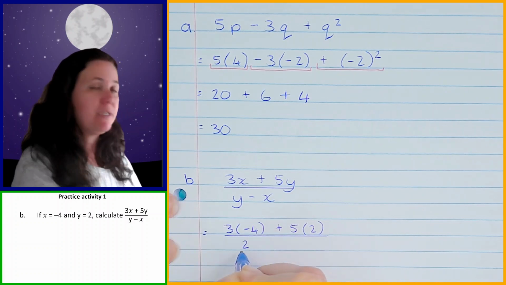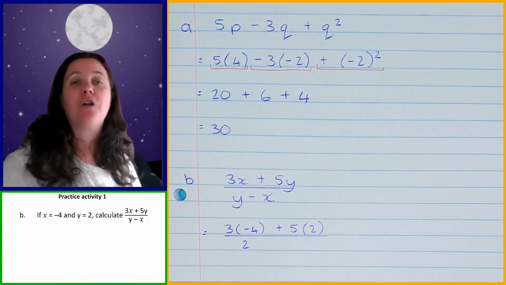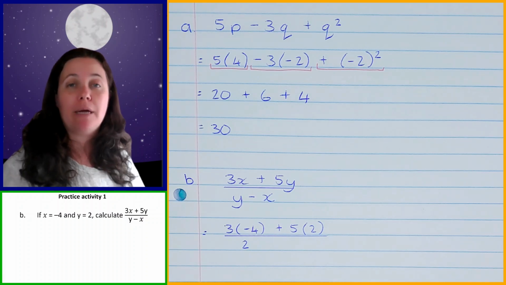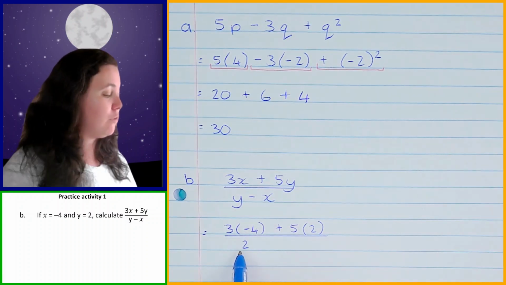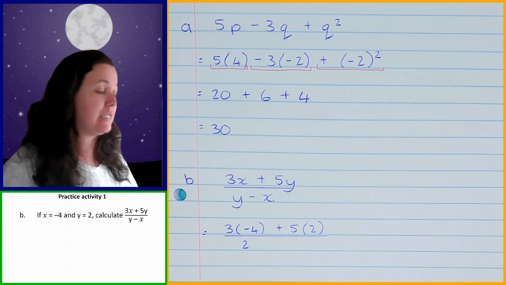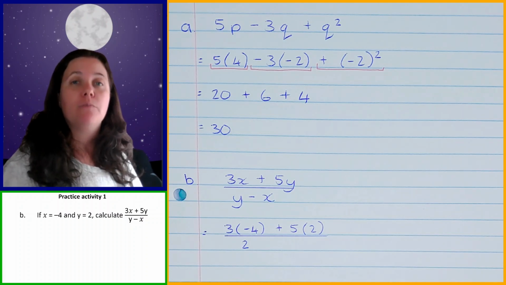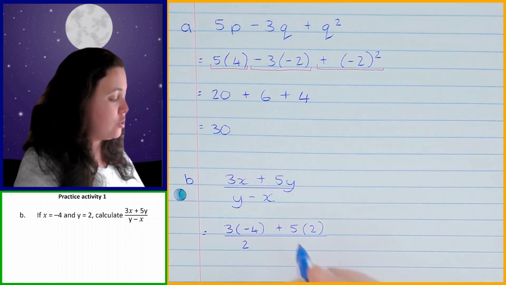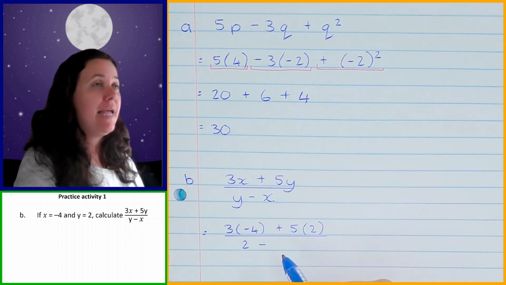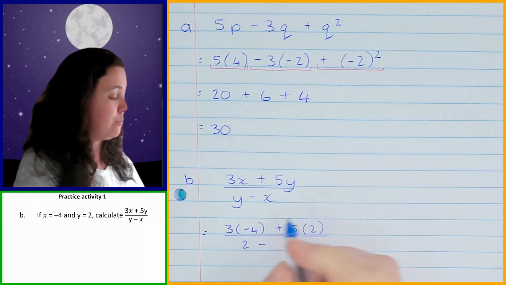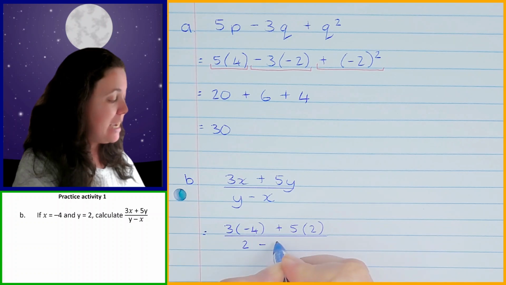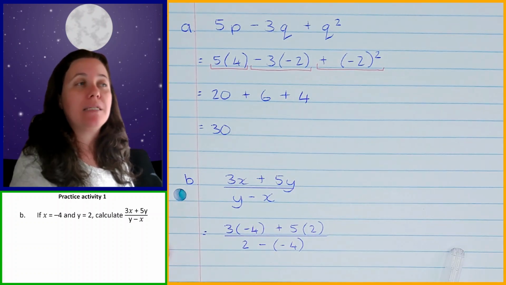Now, this particular one, because there is nothing in front of the y, it's not being multiplied by anything, you actually can just write 2. You don't need to put that in brackets. If you aren't sure though, put it in brackets to be safe. So I've got 2 and then minus, and then the x is negative 4. Now here I have to put the brackets because I've got a minus, and then I've got a negative 4 over here. Okay, now we're going to go and simplify this.